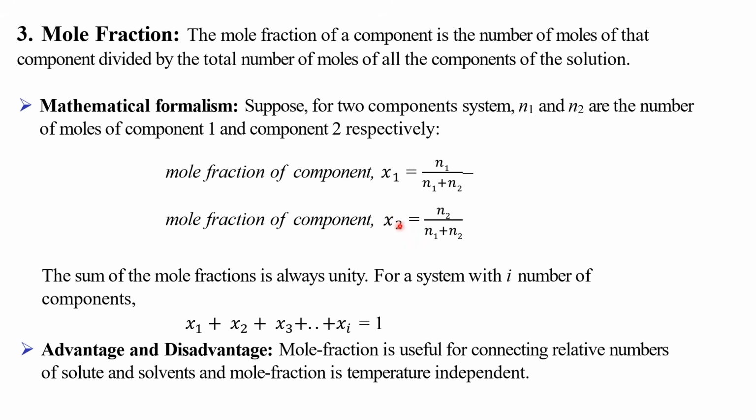Similarly, mole fraction of component 2, X2, is N2 by N1 plus N2, and total mole fraction X1 plus X2 always gives you 1. If you have more than two components in your mixture, the sum of the mole fractions is always unity. For a system with i number of components, we just add them up, X1 plus X2 plus X3 up to Xi, and it gives you 1.